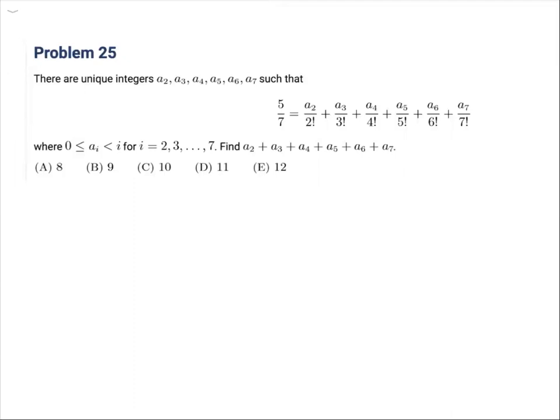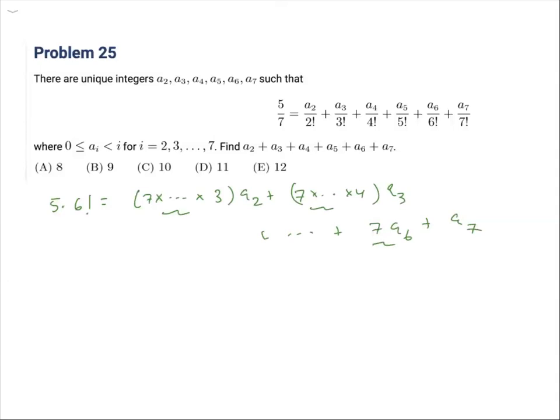So the first thing I'd do is get rid of fractions by multiplying by 7 factorial. Doing so, I get 5 times 6 factorial is equal to 7 times all the way until times 3 a2 plus 7 all the way until times 4 a3 plus all the way until 7 a6 plus a7. Now I see that every single term here has a 7 in it, except a7.